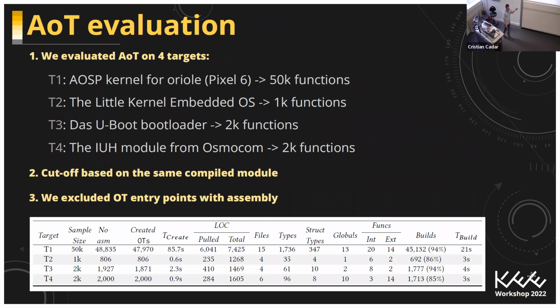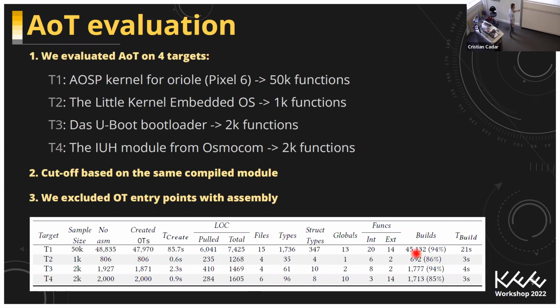So we evaluated this prototype on 4 targets: the kernel from the Pixel 6 phone, the Linux little kernel embedded operating system, UML bootloader, and a module from Osmocom. In total, we were able to create over 52,000 instances of these off-target programs. And the majority of them, from 85 to 94%, we were able to compile straight away without any manual intervention.